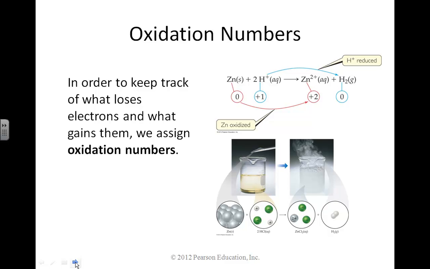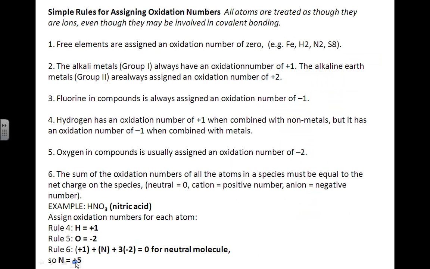For oxidation numbers, we assign every species a value to keep track of the transfer of these electrons. These numbers are called oxidation numbers. There are various rules for assigning oxidation numbers. Please study this and make sure that you understand and know all the rules.